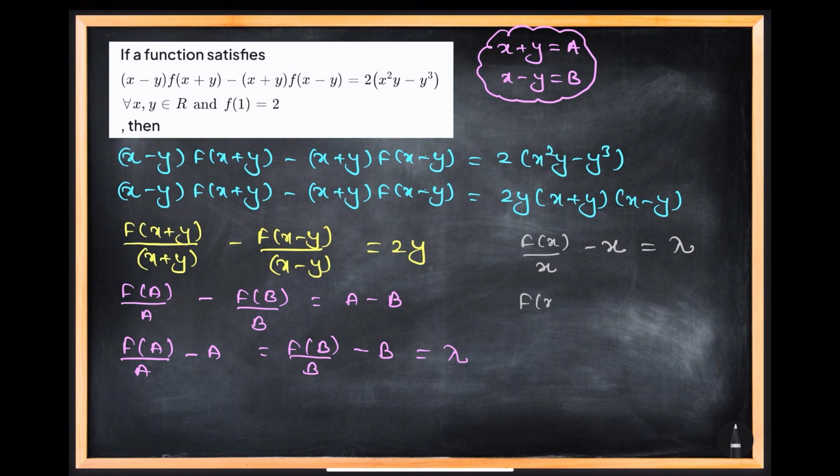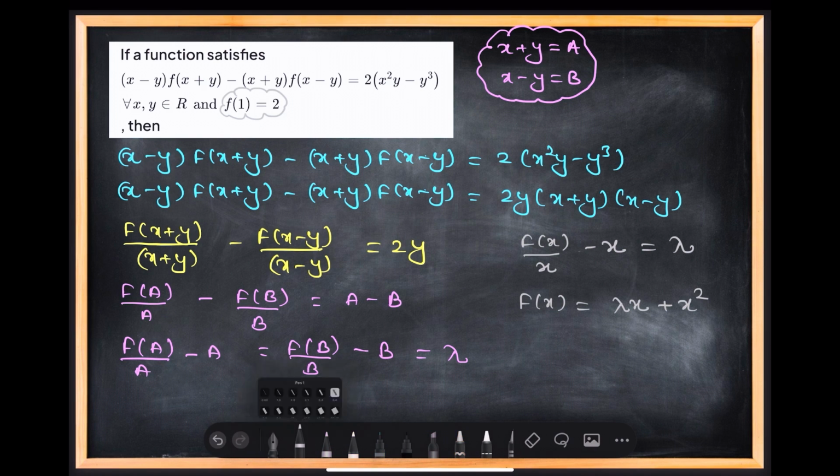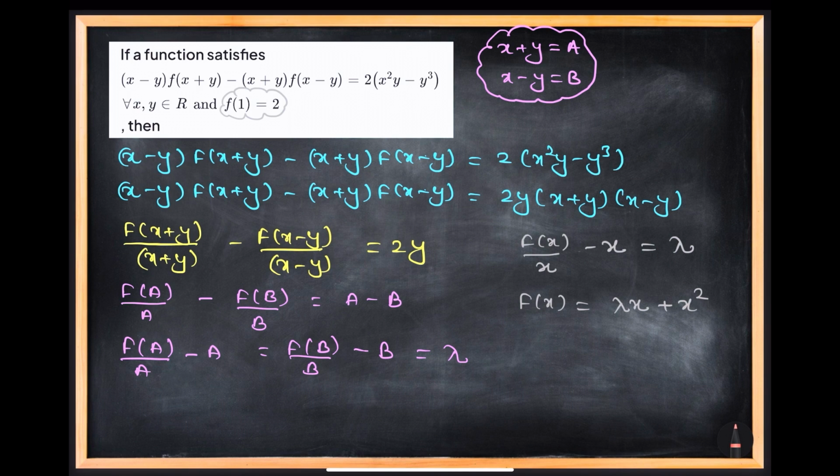So we will have f of x as lambda x plus x square. So we got our polynomial function in which lambda is the arbitrary constant. So we have to find out the value of lambda. From here we will get the value of lambda. They are saying that f of 1 is 2. So let's proceed. f of 1 is lambda plus 1 and f of 1 is 2, so lambda plus 1 is equal to 2. So can I say that the value of lambda is 1?